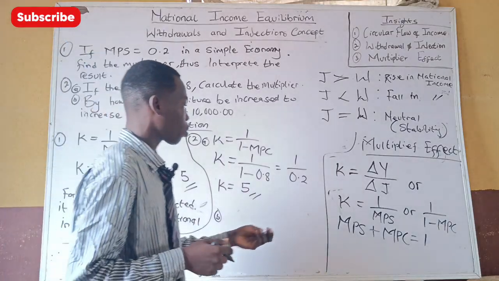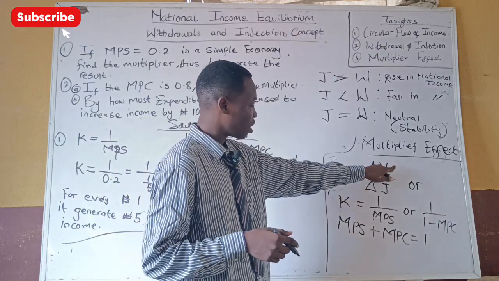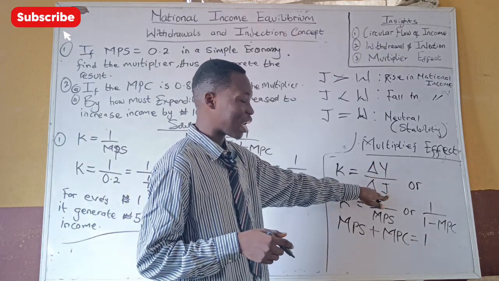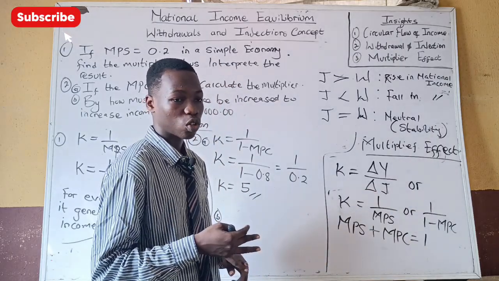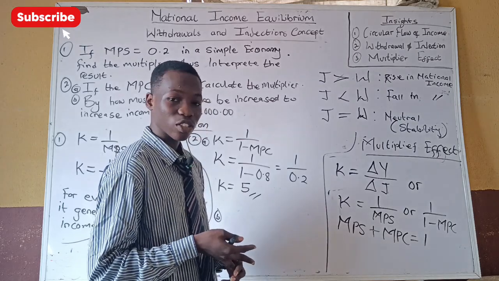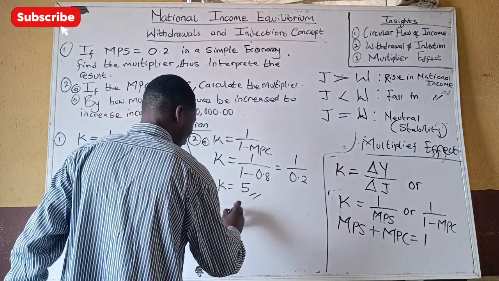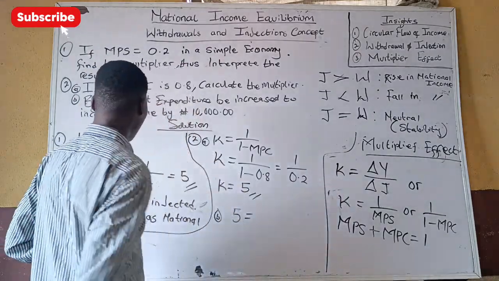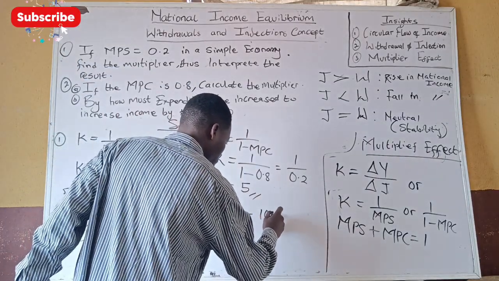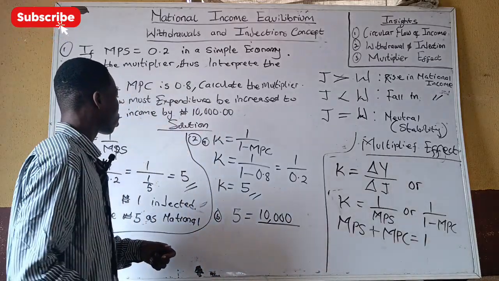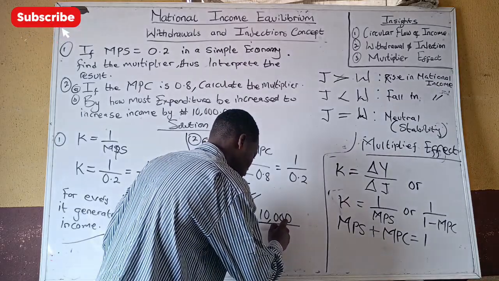So how do we get that? We know that our multiplier is equal to the change in income, that is the increase in income, over the increase in injection, and that injection is also spending, an expenditure, either government expenditure, investment expenditure, or the last one, which is export. Do you get it now? So we can say that our multiplier, 5, is equal to the change in income, which is given as 10,000, over the change in expenditure.